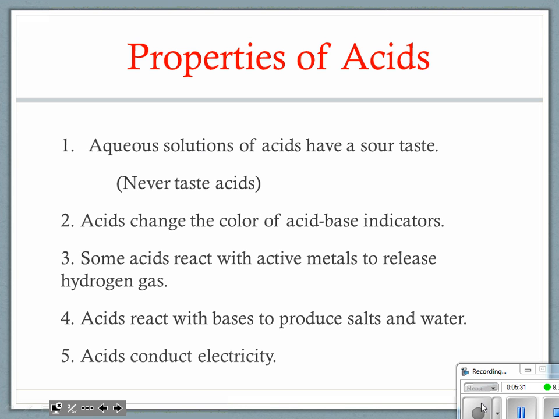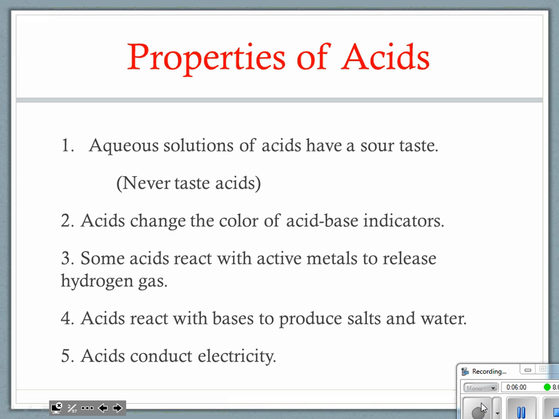Acids react with bases to form neutralization reactions, which produce salt and water. That was one of your double replacement reactions. One of the double replacements: acids react with bases to produce salts and water. We have a specific name for that. We call that a neutralization reaction.